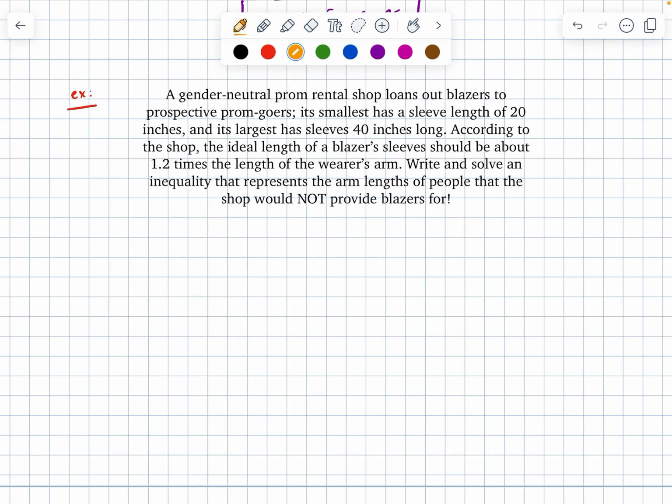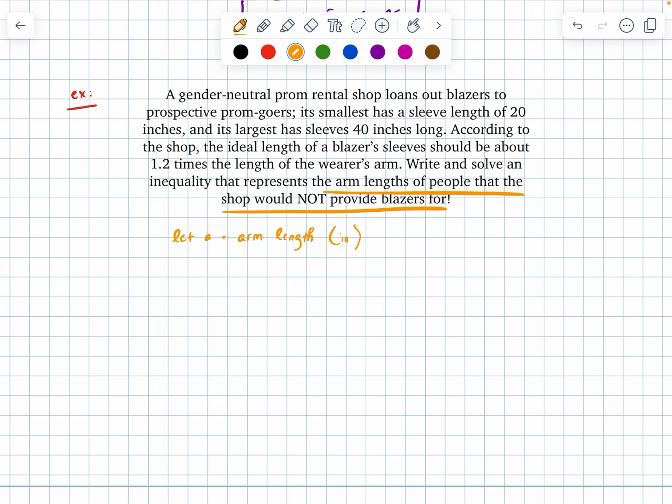In this case, what am I solving for? Well, the thing that I want to find is the arm lengths of the people who I can't give a blazer for. So let's say, maybe I'll use A for arm length. Let's let A represent the arm length of our people. And in this case, my unit, I know that sleeves are measured in inches, so I'll say that my length of my arm is measured in inches as well. With our variable defined, what inequality could you write here?